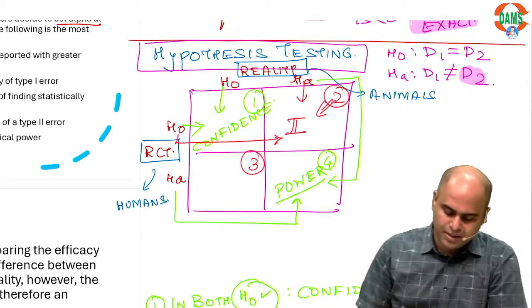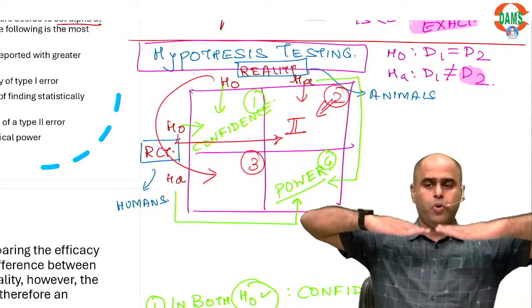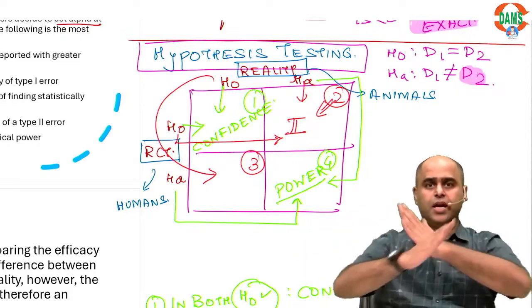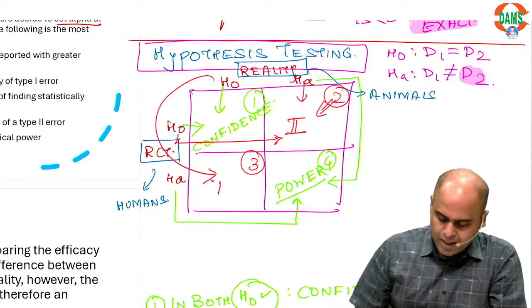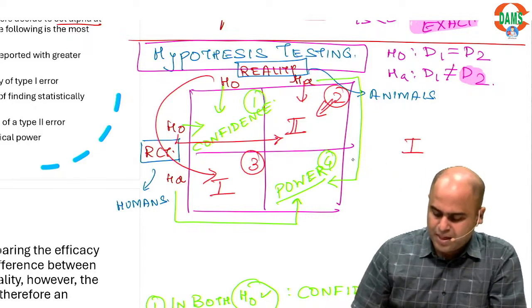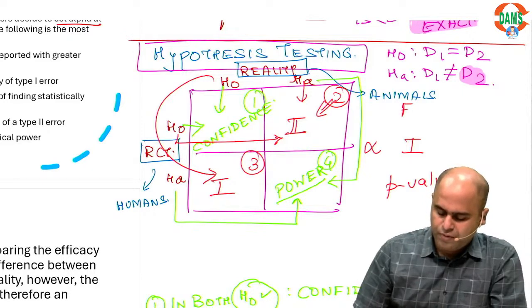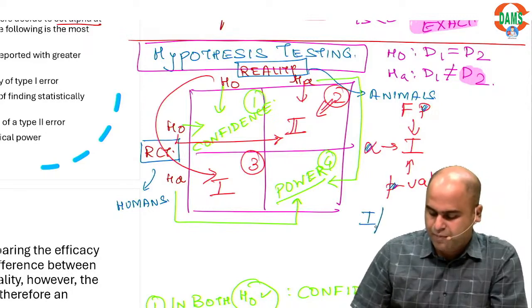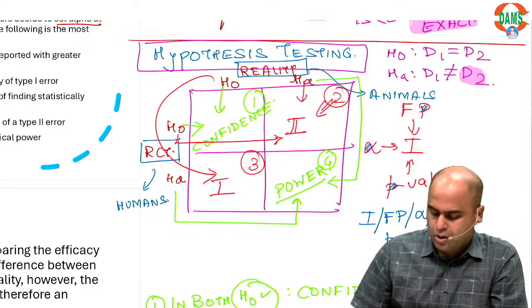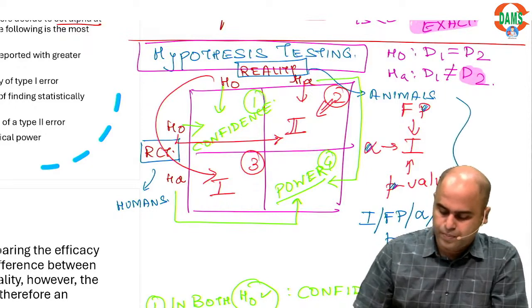Cell number 3: in reality both the drugs were the same. You made a mistake and proved both the drugs were not the same. So this is a type 1 error. Type 1 has many synonyms: alpha, p-value, false positive. So alpha is 1 laddu, false positive is 1 laddu, p-value is 1 laddu. Type 1 is also called false positive, alpha, and p-value.